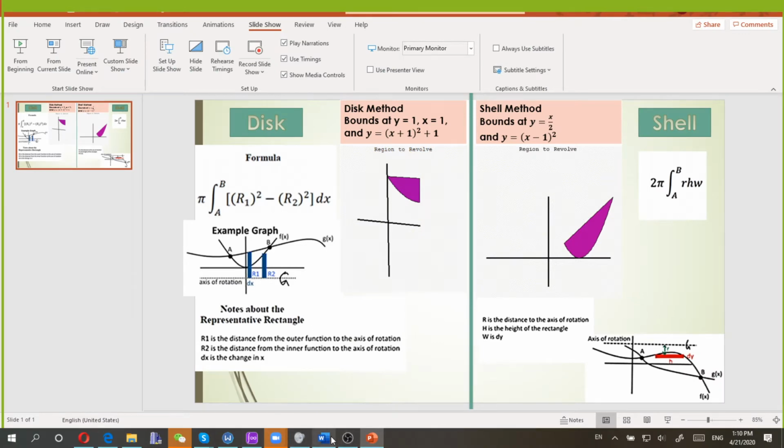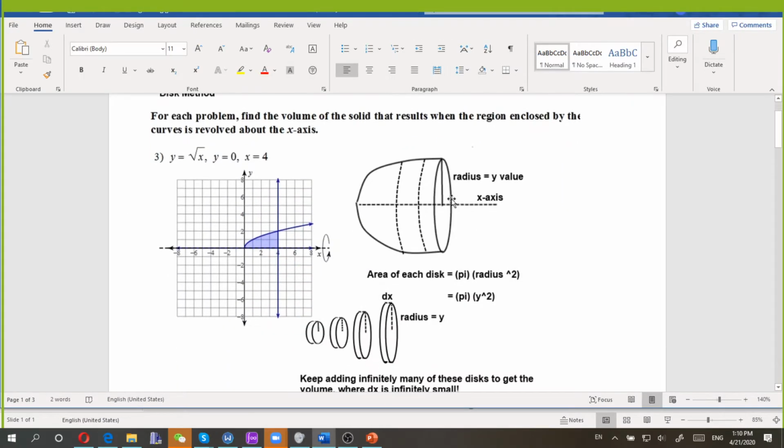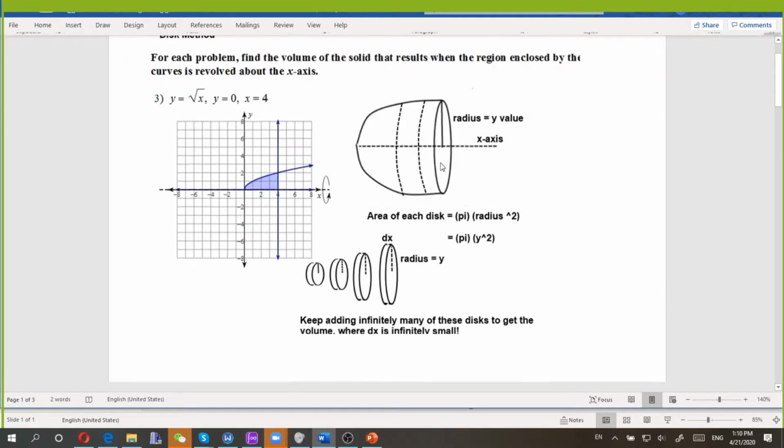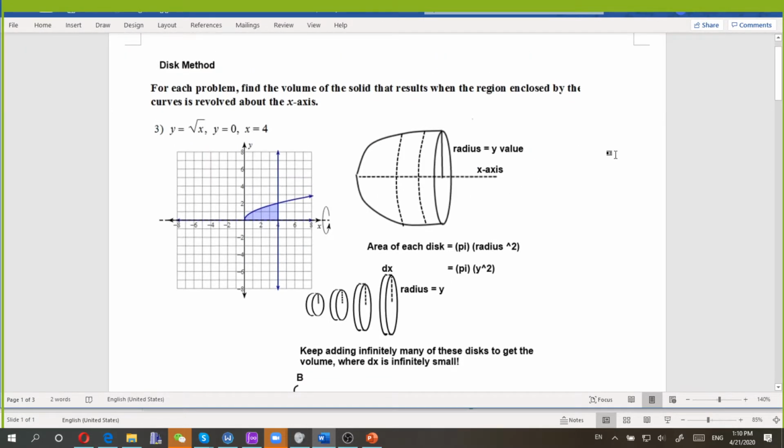So let me walk through an example. Here I've got a shape that I want to revolve. I want to spin it about the x-axis. If I took this two-dimensional shape and spun it around the x-axis, I would end up with a shape that's almost like a bullet or an acorn.